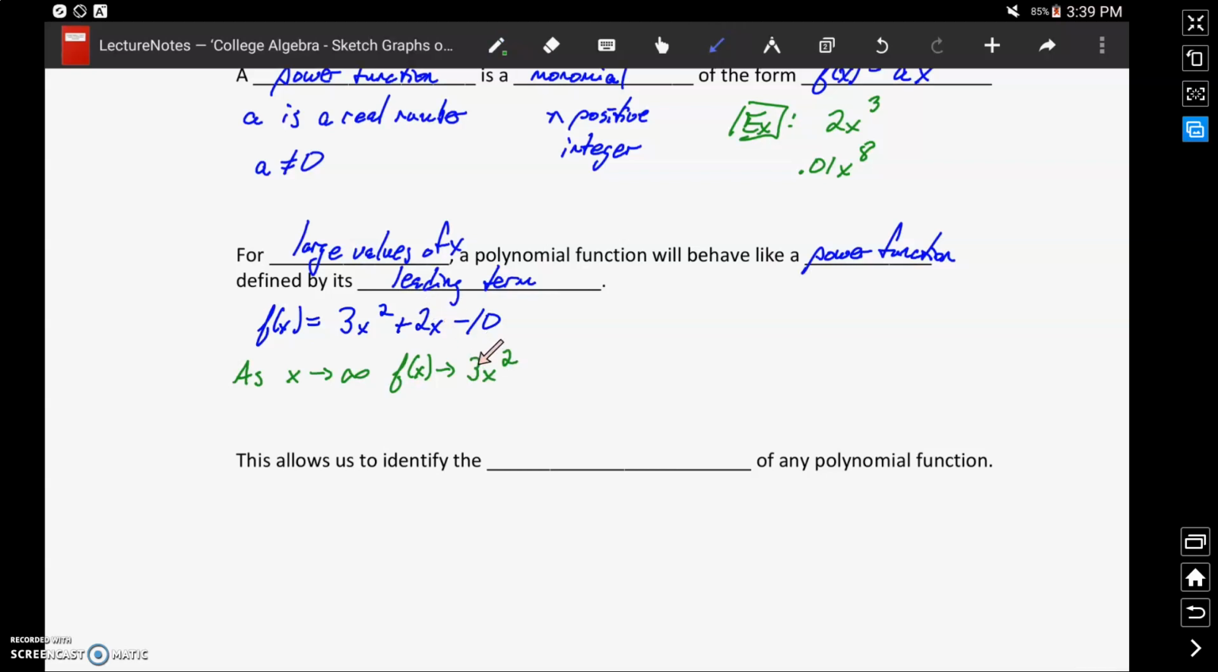So even though these two functions aren't equal to each other, as x gets sufficiently large, this first term increases much, much faster than any of the remaining terms. So if we just look at that leading term, that creates a power function which behaves very similar to the original function. And the same thing is true as x heads to very, very small numbers or very large negative numbers.